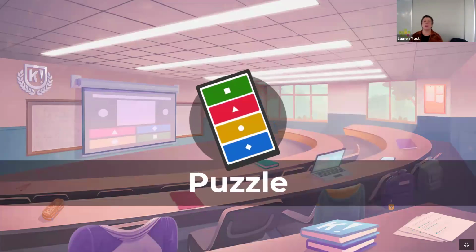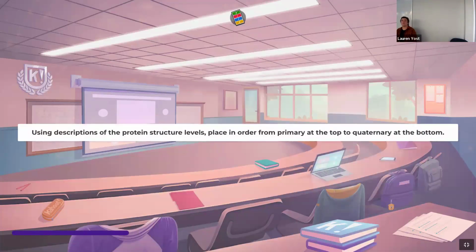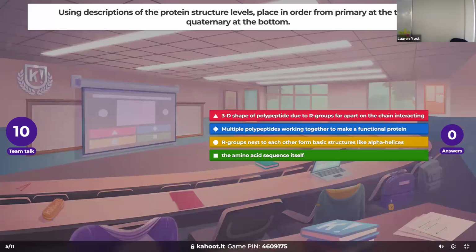Next question. It's a puzzle. Using descriptions of protein structure levels, place them in order from primary at the top to quaternary at the bottom.